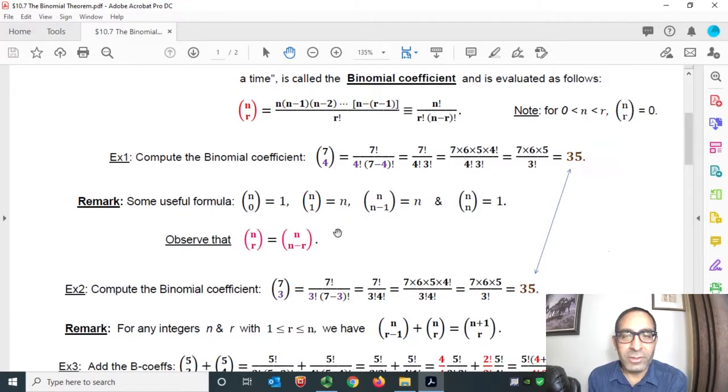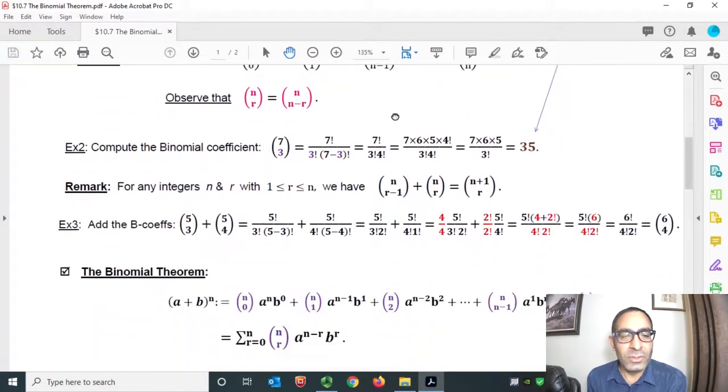Great. Quick remark. Some useful formulas. N choose 0 turns out to be 1, n choose 1 turns out to be n, n choose n minus 1 turns out to be n, and n choose n turns out to be 1. And observe that n choose r equals n choose n minus r. These relations are true.